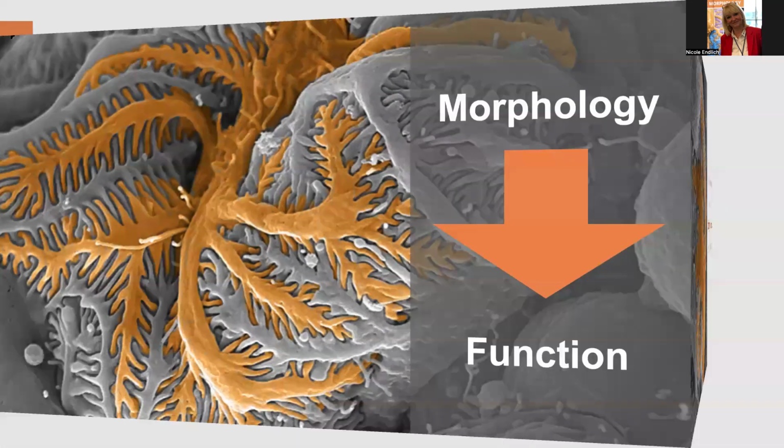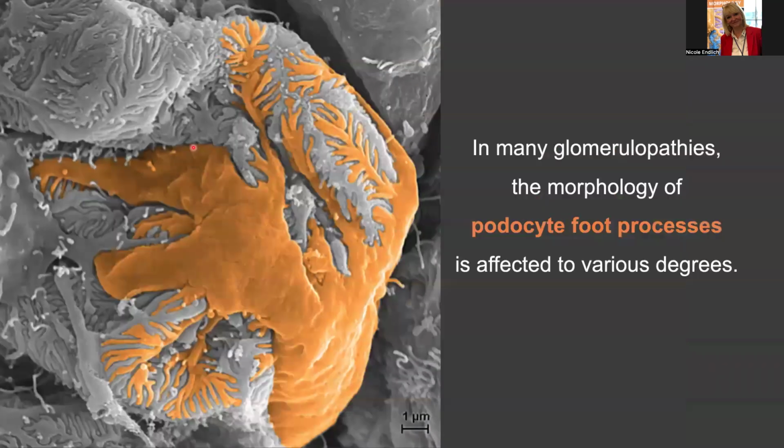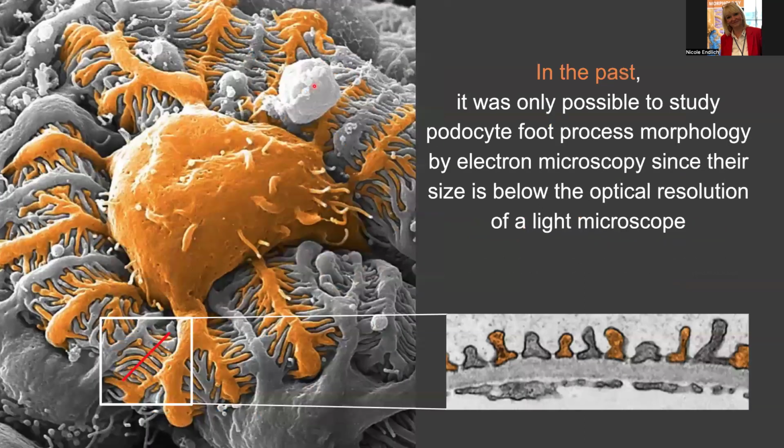Therefore, any changes, as you can see here, a broadening of the foot processes, will result in a change of the filtration selectivity. In many glomerulopathies, the morphology of these podocyte foot processes is affected to various degrees. Now, in the past, there was only the possibility to study the podocyte foot process morphology by electron microscopy technology, since the size of the podocyte foot processes is below the optical resolution of a normal light microscope.